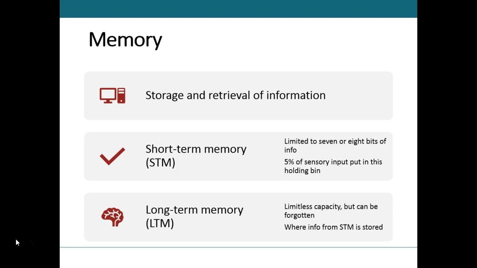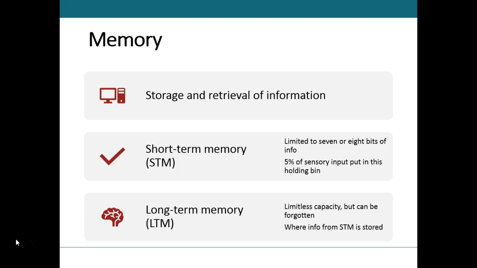So even though the brain receives a lot of stimuli, you normally only pay attention to a very few items that come in, very few stimuli that come in at a time. So it's been estimated that about only 1% of all the information that comes into your consciousness is stored as long-term memory. Your long-term memory has a limitless capacity, but those memories can be forgotten.